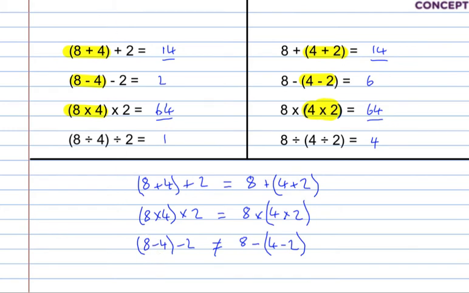Let's have a look at the division one. 8 divided by 4 is 2, and 2 divided by 2 is 1. Over here we would do the 4 divided by 2 first. 4 divided by 2 is 2, and then 8 divided by that 2 is 4. So again, the answers here are different. So division does not have the associative property. In other words, (8 ÷ 4) ÷ 2 is not equal to 8 ÷ (4 ÷ 2).